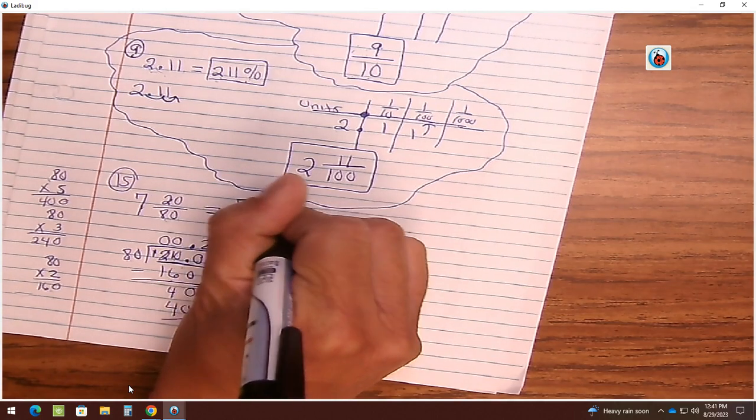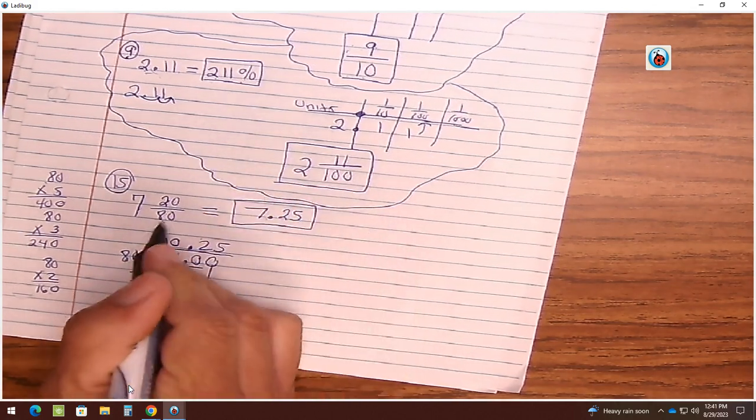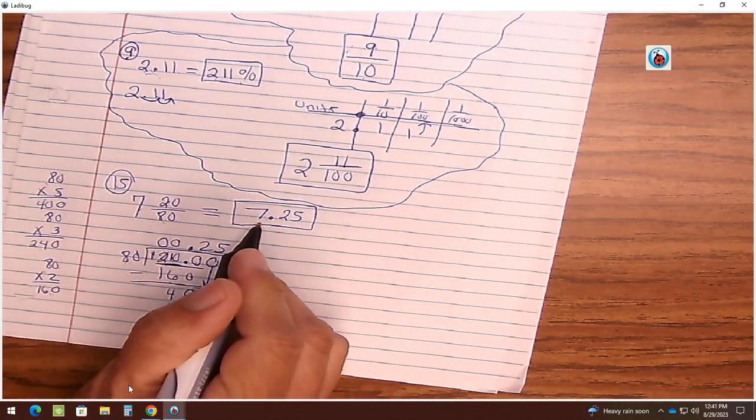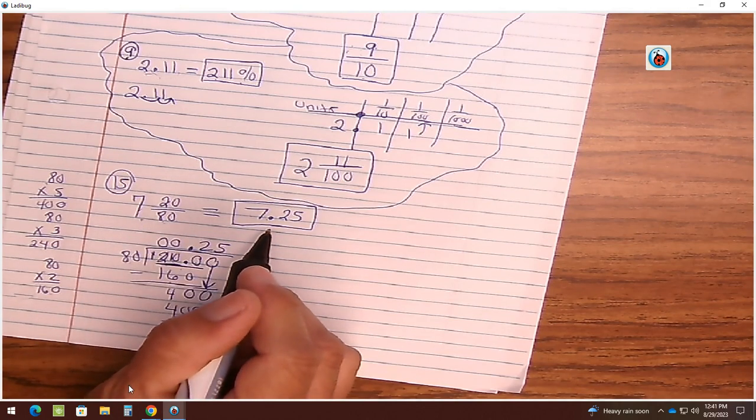So this is the answer from mixed number to decimal. From mixed number to decimal.